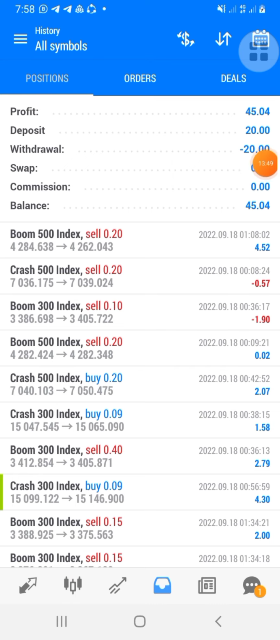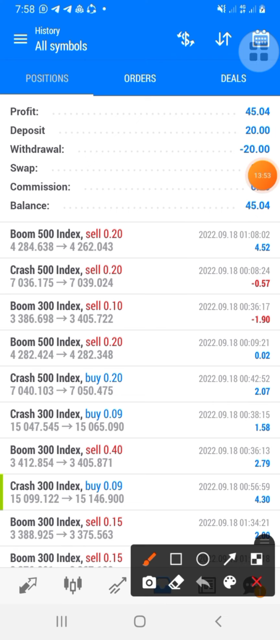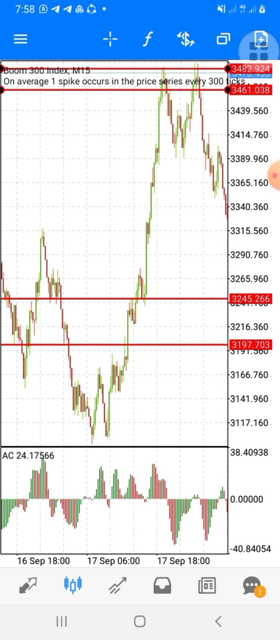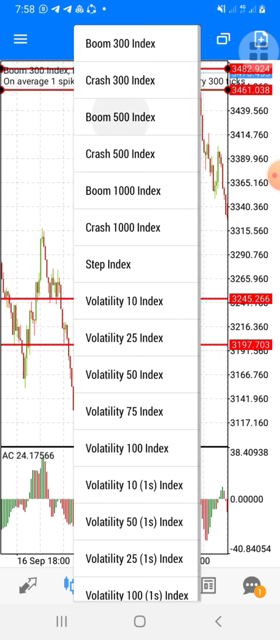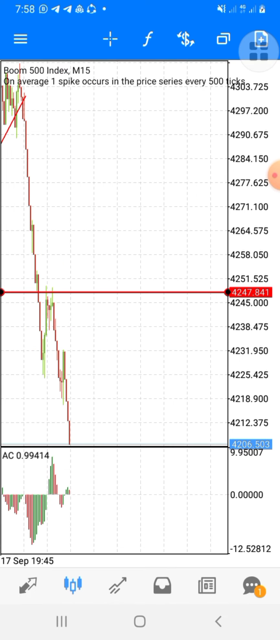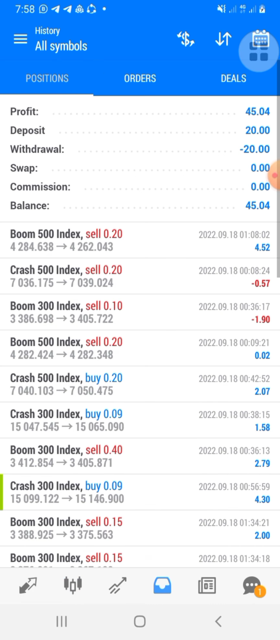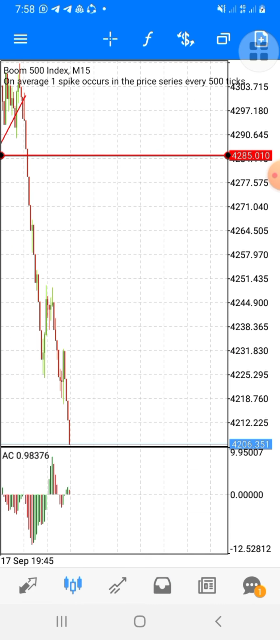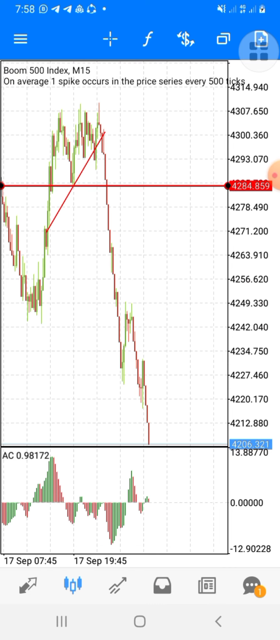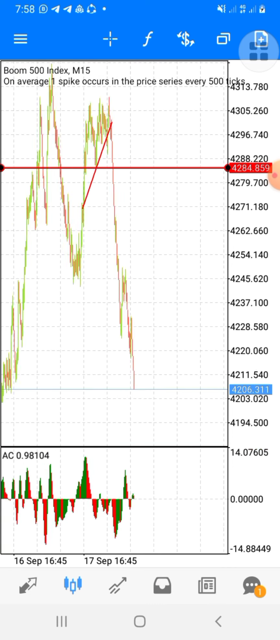This is Boom 500, right? See the entry I took on that Boom 500. This is 42.84. Let's check it on the chart and see where that will be. 42.84. So here was my entry, guys. Here was my entry on that Boom 500.